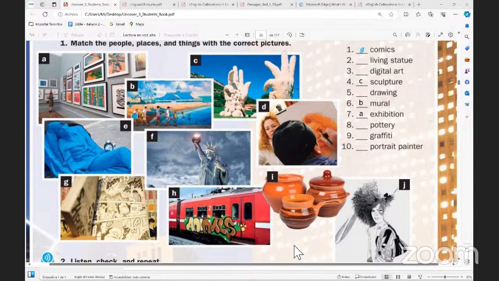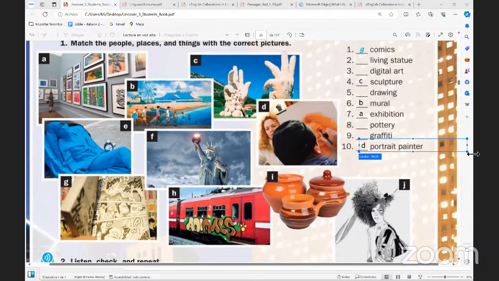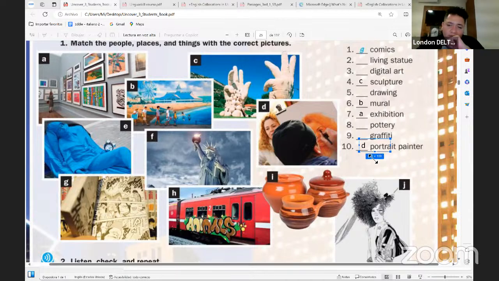Fernanda, what do you think is letter D? Portrait painter. Letter D, very well. That's a portrait painter. In this case, this is the guy, right? Se refiere al pintor. Pintor es painter. And portrait, what do you think is portrait? ¿Qué significa portrait? Como un retrato. Exactly, un retrato. Very well.